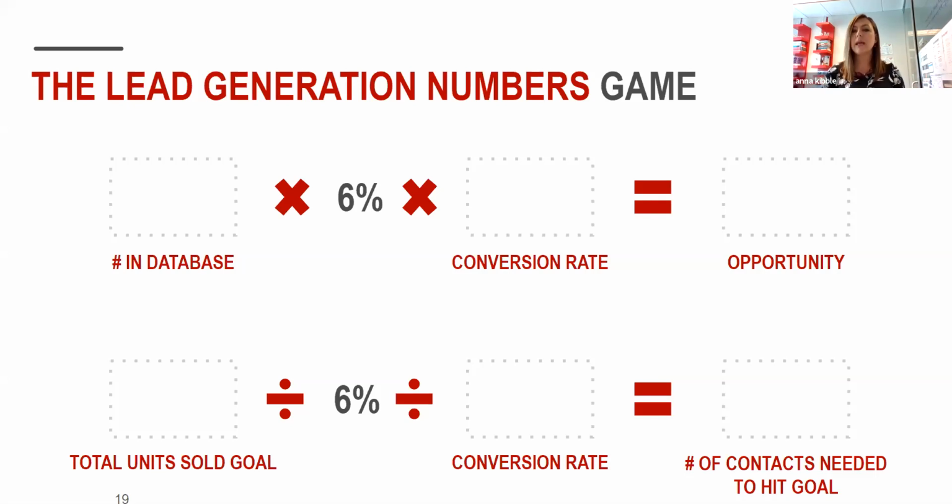Your conversion rate is how many of them will buy or sell with you. Now, like I said, if that's 100%, that means if you have 100 people in your database, 6 of them are going to buy or sell this year, and all 6 of them are going to do it with you. Or if you have 1,000 people in your database, 60 of them are going to buy or sell this year, and all of them are going to do it with you. Let's be real. That's not always the case, right?